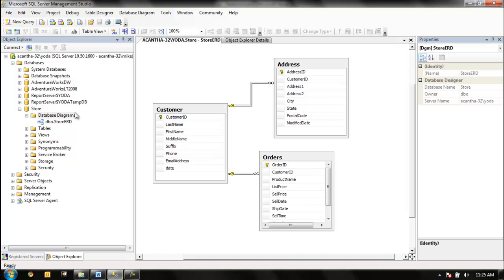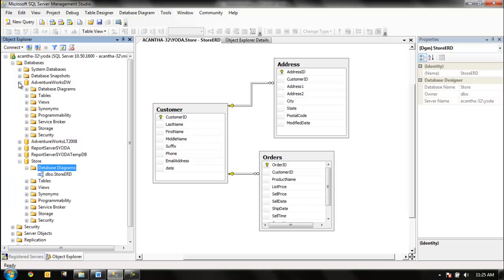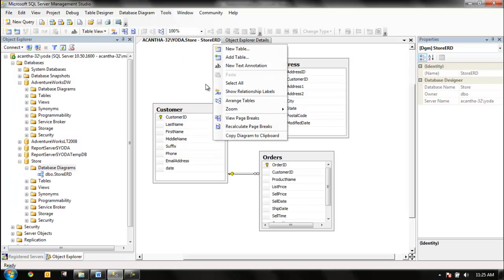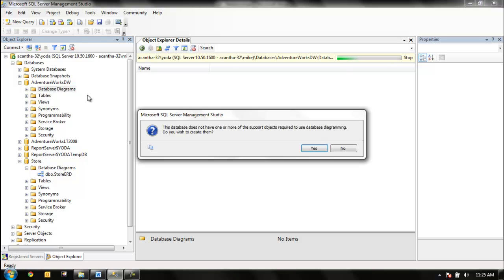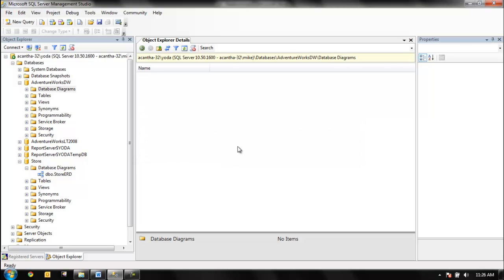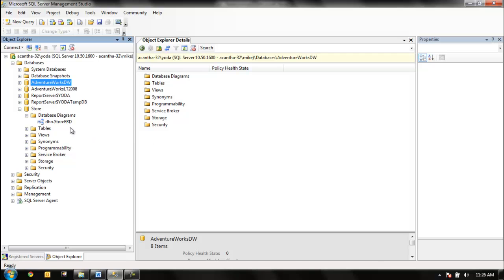We go to our store and we have database diagrams. The first time you start database diagrams, it's going to give you a little message: the database does not have support for the objects for database diagram. Do you want to create them? Yeah, I do. Why else would I be clicking on it? Now we can go and create our ERD, another technical term. ERD: entities, which we talked about, and relationships, the relationships we want to see in the diagram.